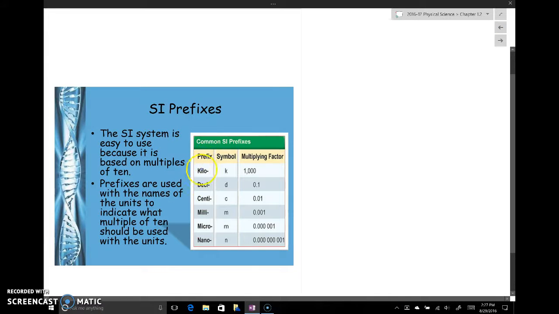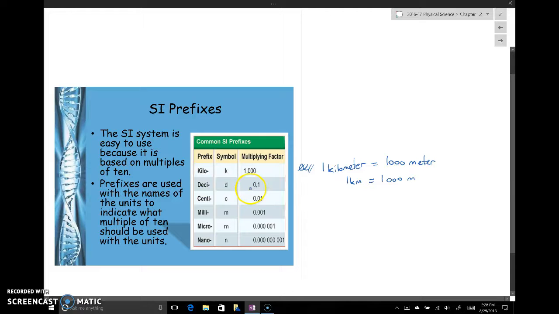So here's a chart that will show you the prefixes that I want you guys to know. The prefix kilo in front of any unit means 1,000. As an example, 1 kilometer is the same as 1,000 meters. And we might write this instead as 1 km equals 1,000 m if we were using these symbols instead.